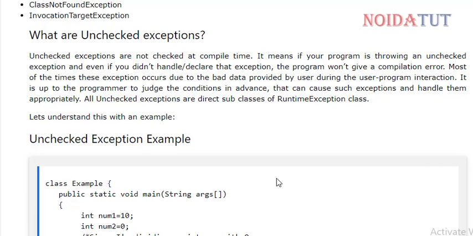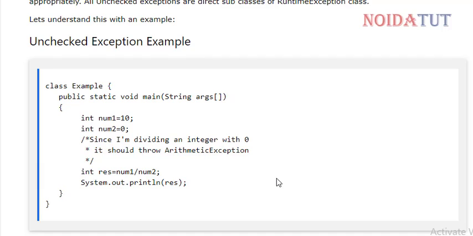All unchecked exceptions are direct subclasses of the RuntimeException class. Let us understand this with an example. Unchecked exception. We have class Example, public static void main(String[] args). Now we have two numbers, int num1 equals to 10, int num2 equals to 0. Since I am dividing an integer by 0, it should throw an ArithmeticException. int res equals to num1 by num2. System.out.println res.